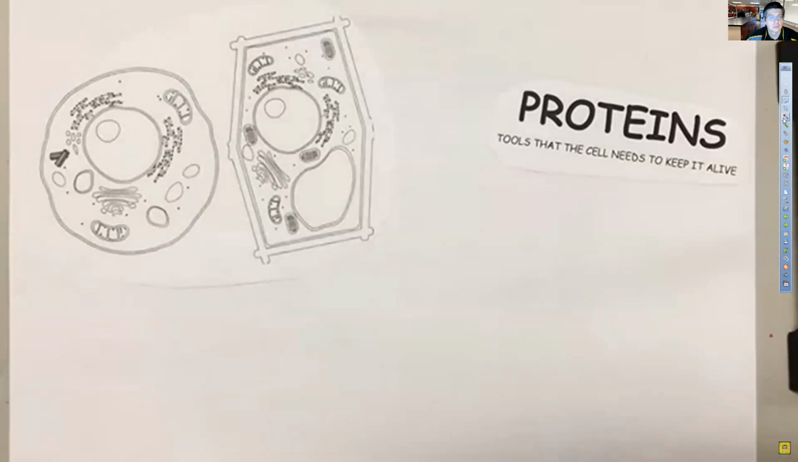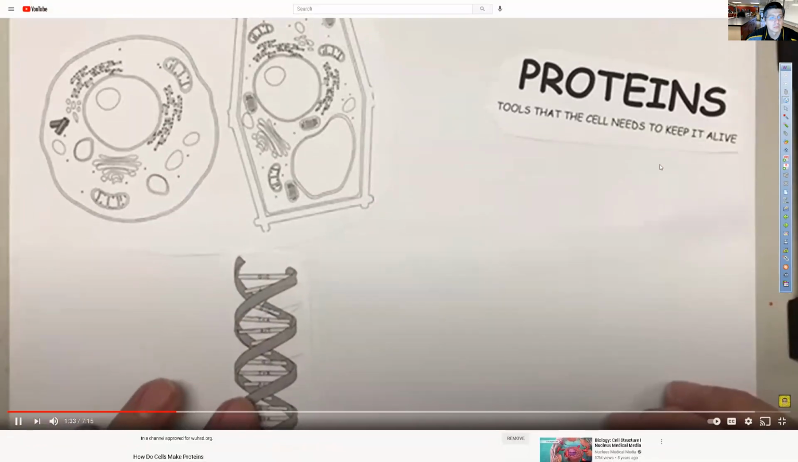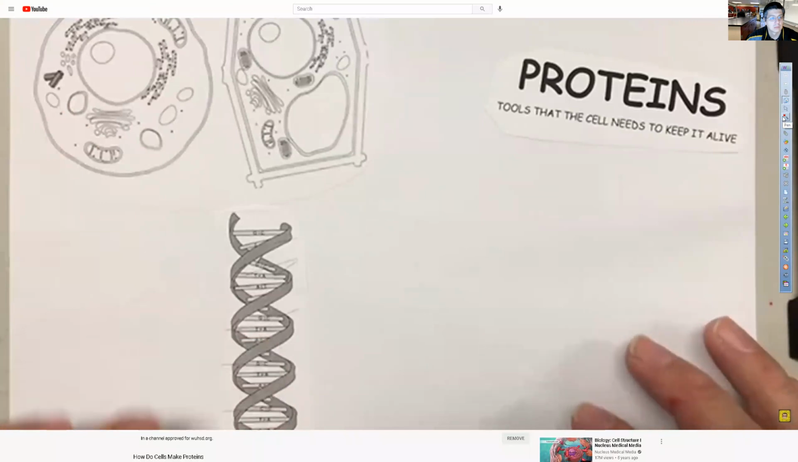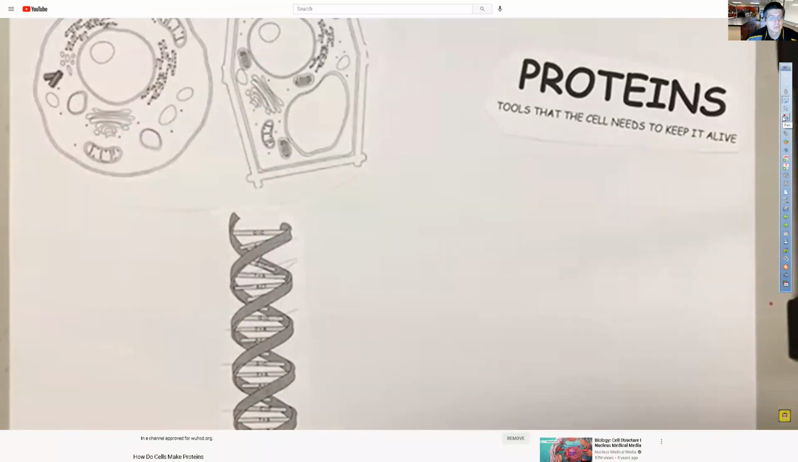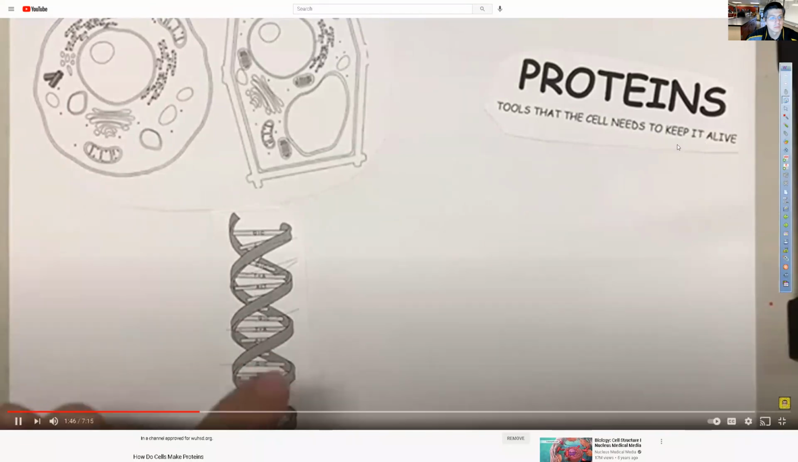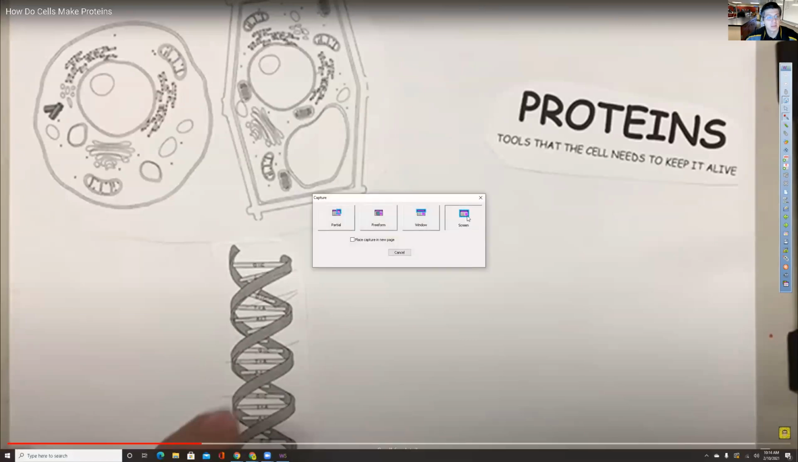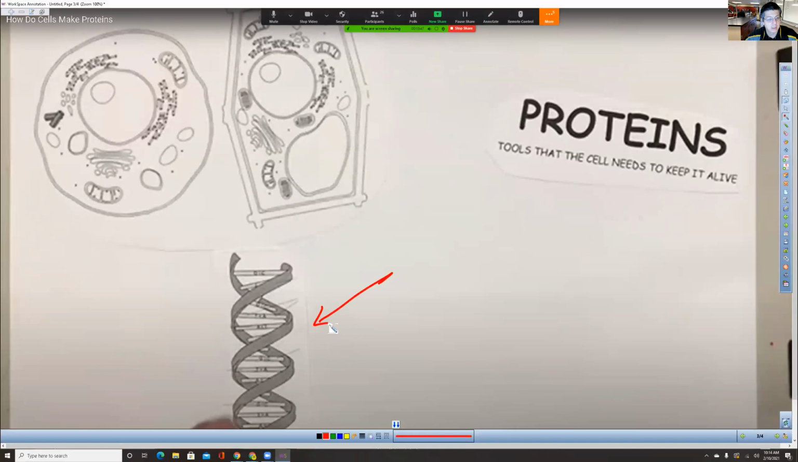The first step is that cells have DNA. Every single cell has DNA. It doesn't matter whether it's bacteria, animal cells, human cells, any type of cell is going to have DNA. So what is this right here, guys? DNA. Very good. Now, what do we know about DNA so far?